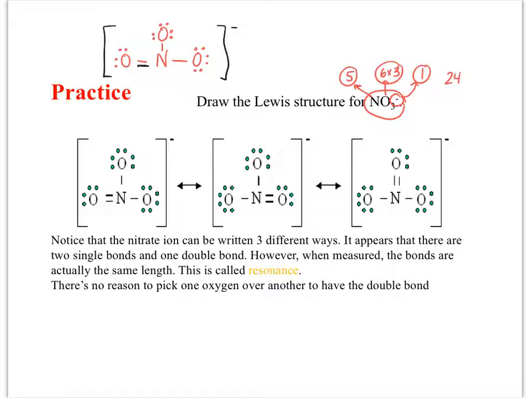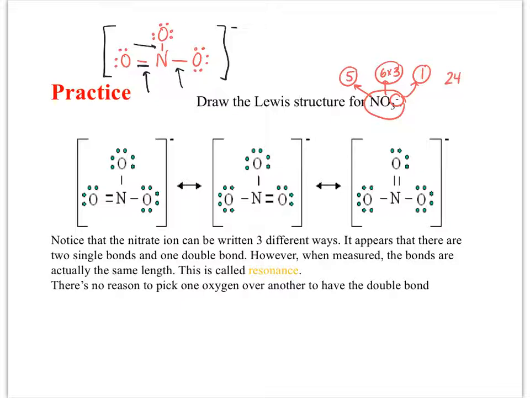But why would I choose to put the double bond here? Why wouldn't I put it here? Or why wouldn't I put it here? That's the concept of resonance, okay? Sometimes there are different possibilities to make your Lewis structure in a correct way for a particular substance. So it looks like there's going to be 2 single bonds from nitrogen to oxygens, and then that last oxygen will have a double bond.